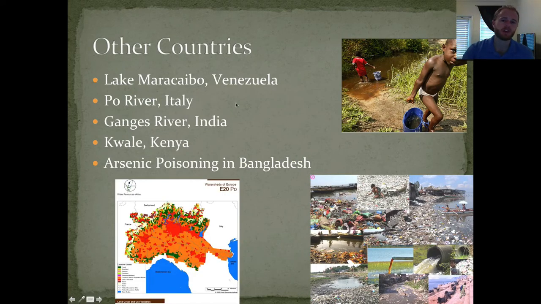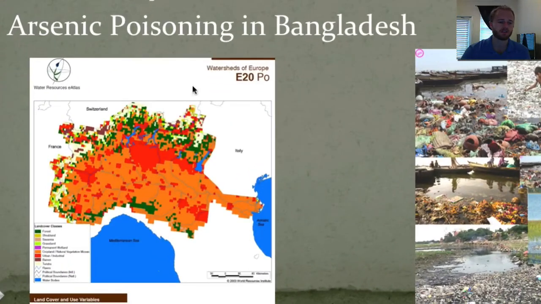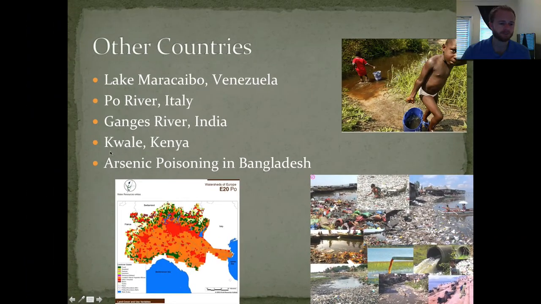Other countries that have been dealing with pollution issues, you have Venezuela, you have Italy, which you have a diagram down here with orange is the cropland, so a lot of non-point source pollution and runoff. And then arsenic poisoning in Bangladesh. We saw something with that earlier this year, looking at the kidney disease.